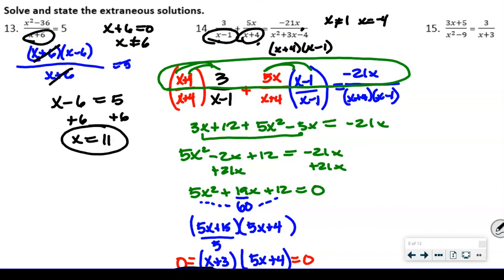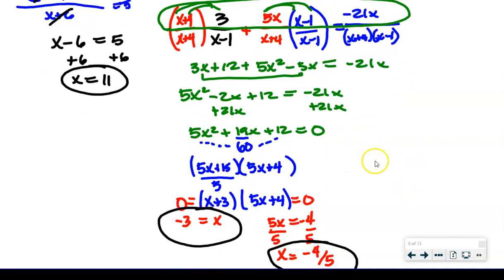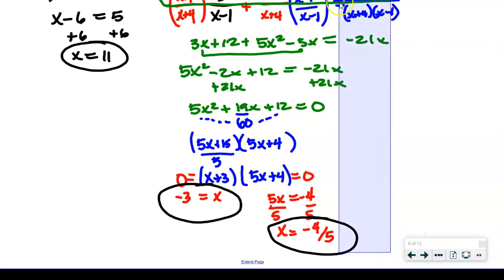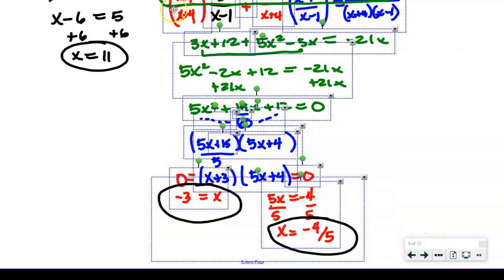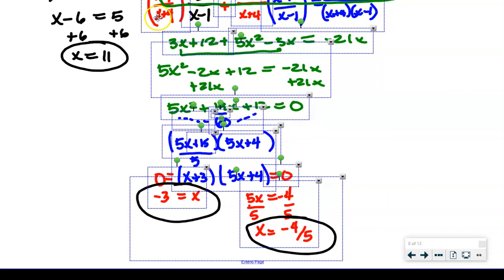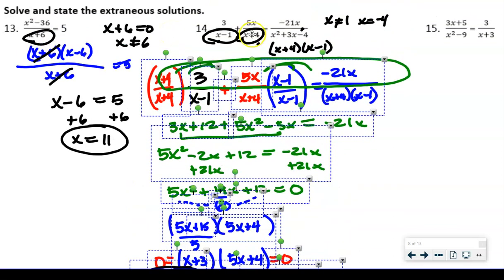So let's see if I can move this stuff over a little bit and get us some extra room. Sometimes it works, sometimes it doesn't. So we'll see, guys. Yeah, maybe a little. Okay, so we're going to work this one over here.